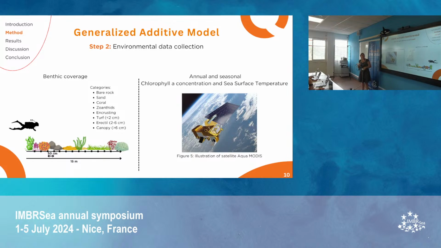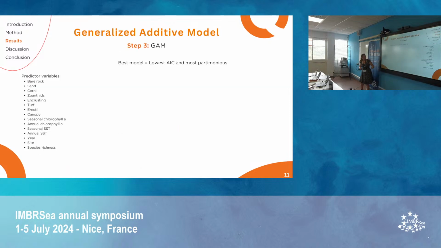Then, we want annual and seasonal chlorophyll a concentration and sea surface temperature. For this, we collect them thanks to the Aqua MODIS satellite from NASA, using the monthly average of available data. So now we are ready for the third step. On top of all the environmental data collected before, we add the predictor variables year, site, and species richness. The best model will be chosen based on the lowest AIC and the principle of parsimony.